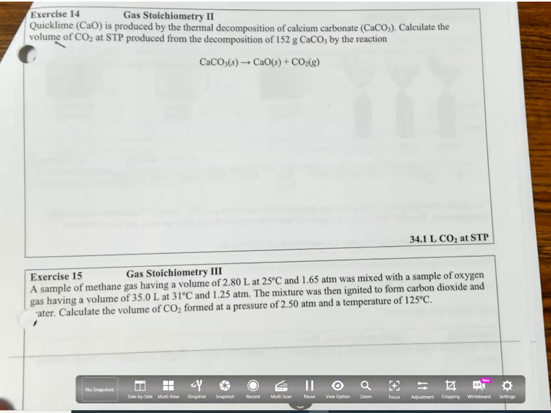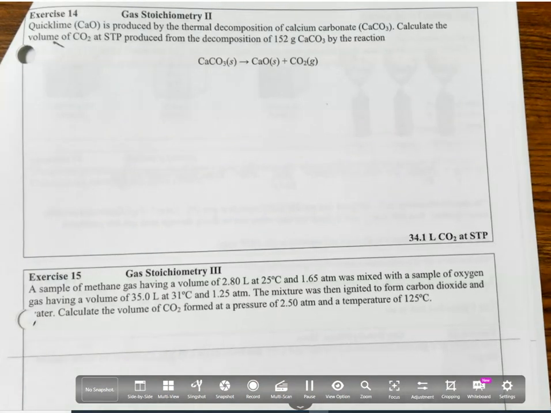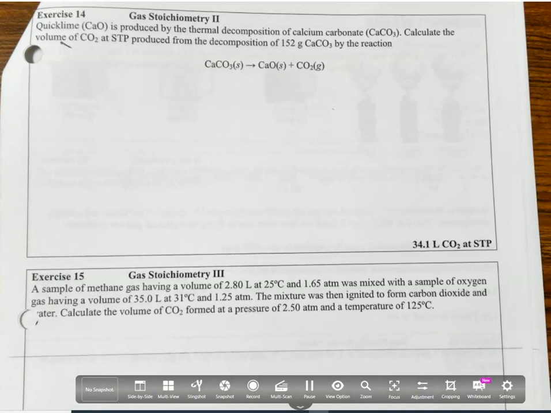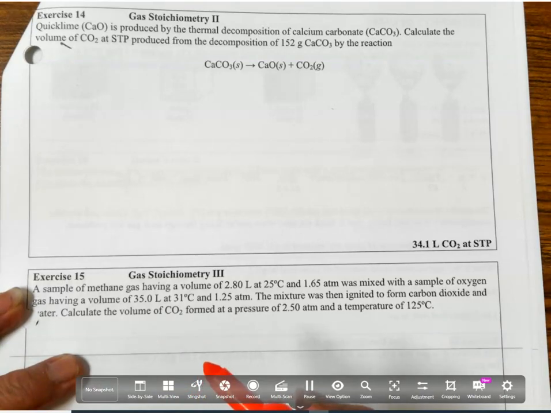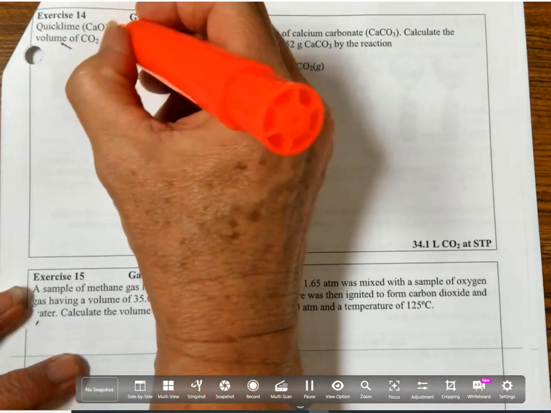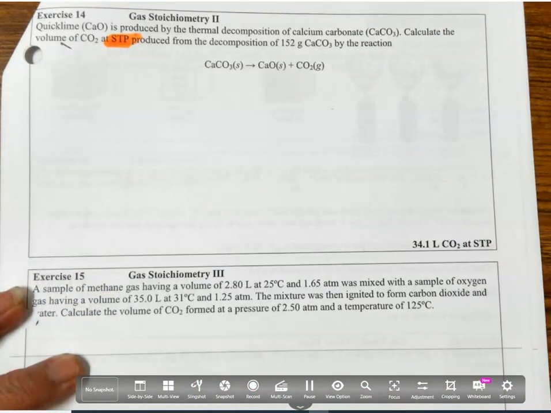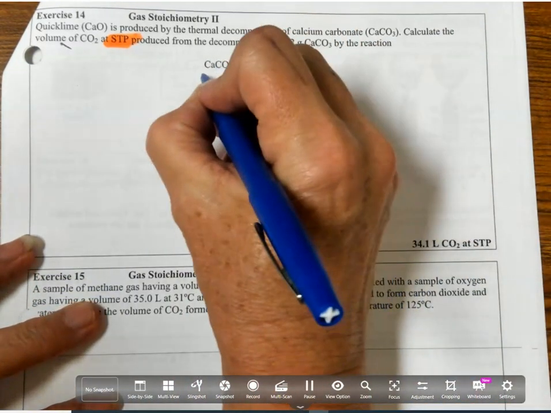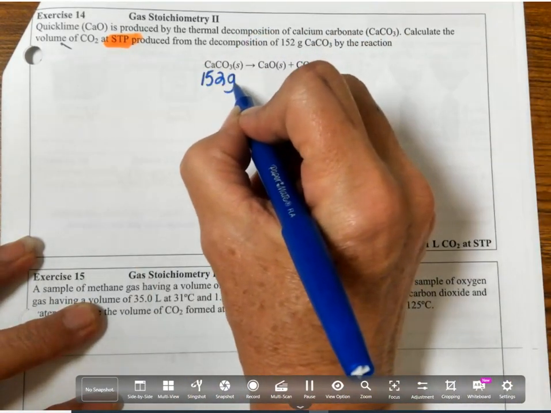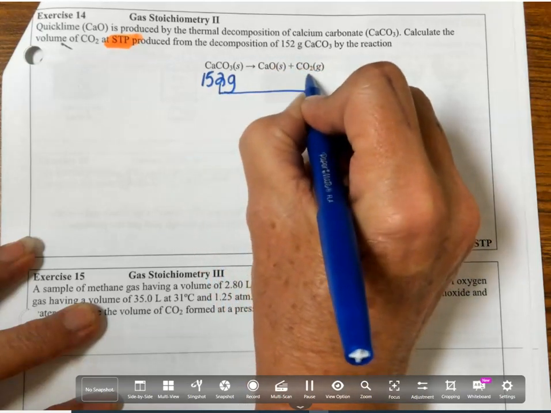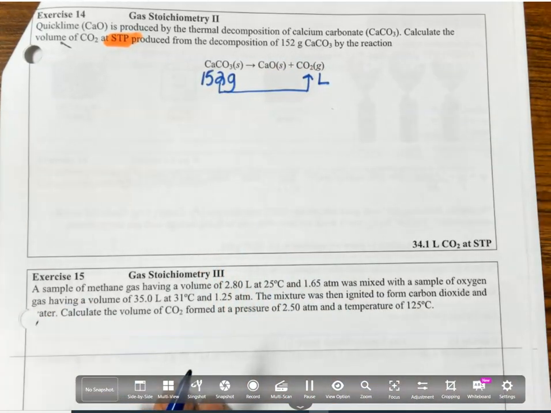Okay, now let's look at the next problem. You can do this problem. You did many problems like this even last year. Quicklime is produced by the thermal decomposition of calcium carbonate. Calculate the volume of CO2 at STP produced from the decomposition of 152 grams of this by the reaction. So what I want to do is find out how many liters of this I have. This is exactly what we did last year. Because we are at STP, all we have to use is stoichiometry.